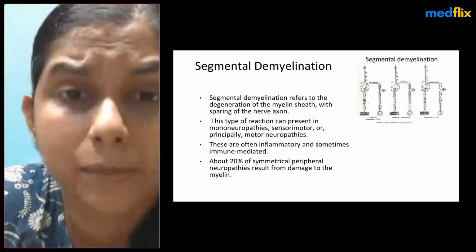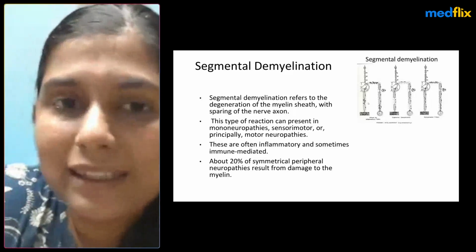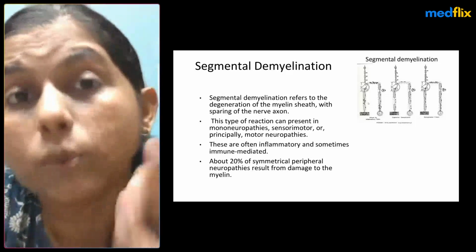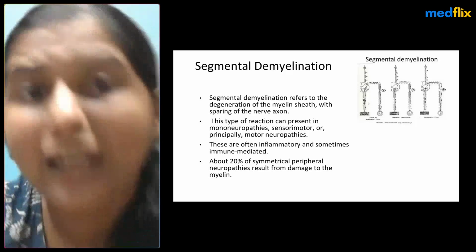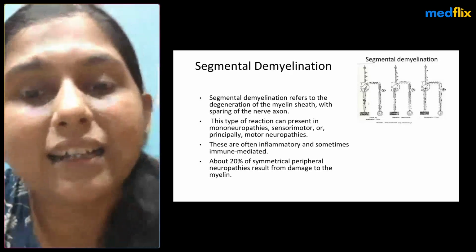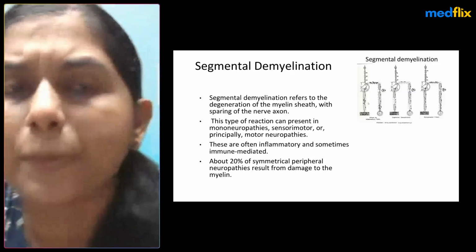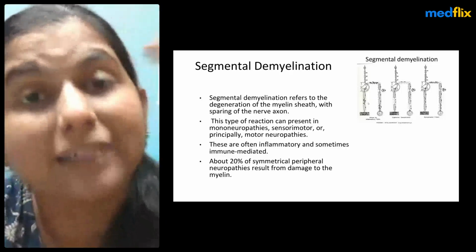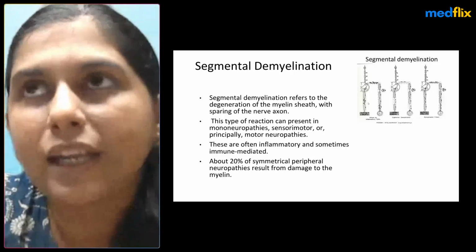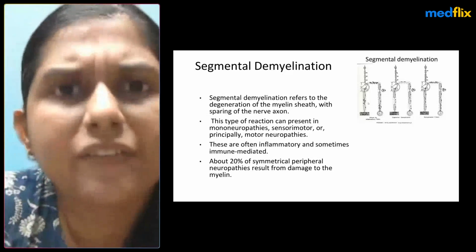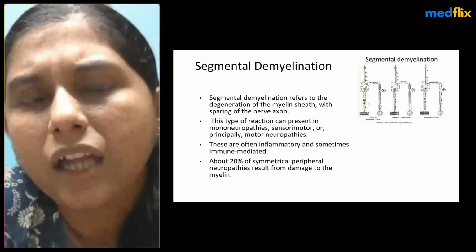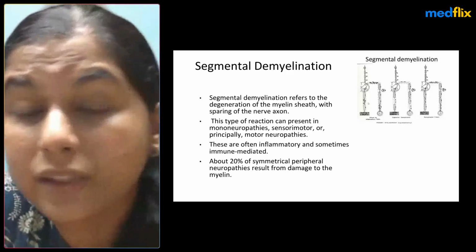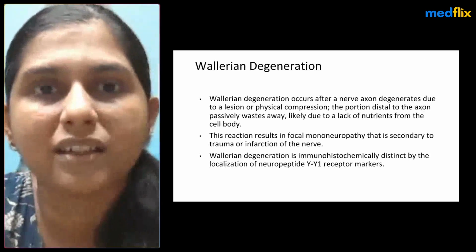So that is one important concept that we should know, the blood nerve barrier. Now, coming to the individual mechanisms, we begin with demyelination. Demyelination refers to the degeneration of the myelin sheath, which in the initial stages will spare the axon. But we do need to remember, in severe long-standing demyelinating neuropathy, there is secondary axonal damage as well. The clinical presentation can be varied. They can be mononeuropathy, sensory mononeuropathy. They are usually not length dependent, but they can be length dependent as well. One more unique thing about this is that it is characterized by diffuse areflexia, and they are often inflammatory. About 20% of symmetrical peripheral neuropathies result from damage to the myelin, while 80% are because of axonal damage.